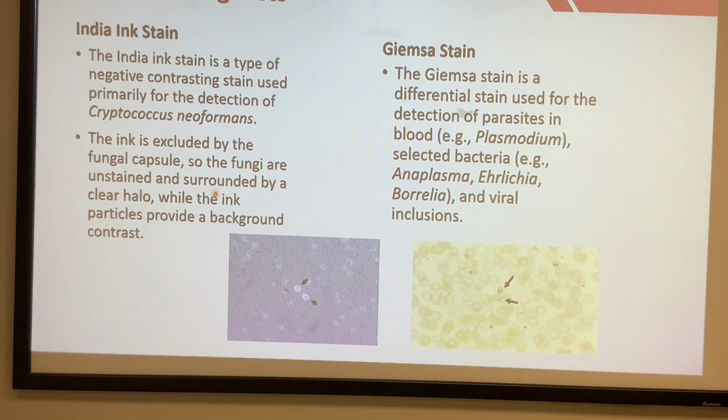Other staining tests. We have tons of staining tests in the laboratory, but I do want to introduce these two just as examples for fungus identification and parasitic infection identification. The Indian ink stain is a negative contrasting stain, so it's very helpful to identify Cryptococcus. And the Giemsa stain is actually the basis of the blood cell differential. With Giemsa stain, you're going to see parasites if they show in your bloodstream, for example Plasmodium or Borrelia. They can show in your Giemsa stain.